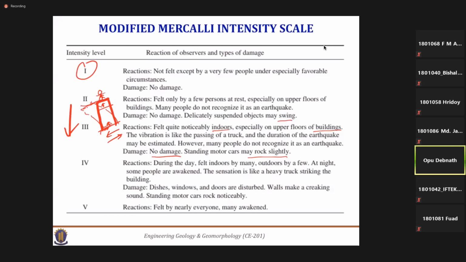In that earthquake in 2016, after the earthquake occurred, we found visible hair cracks in those buildings. Although, in engineering aspects, this is not damage at all, because for a frame structure, that means a beam-column structure, a hair crack in the partition wall is not so important. And at intensity level 5, the reaction is felt by nearly everyone.